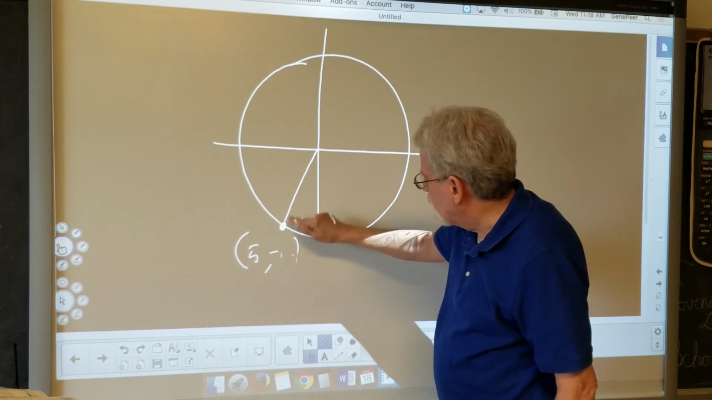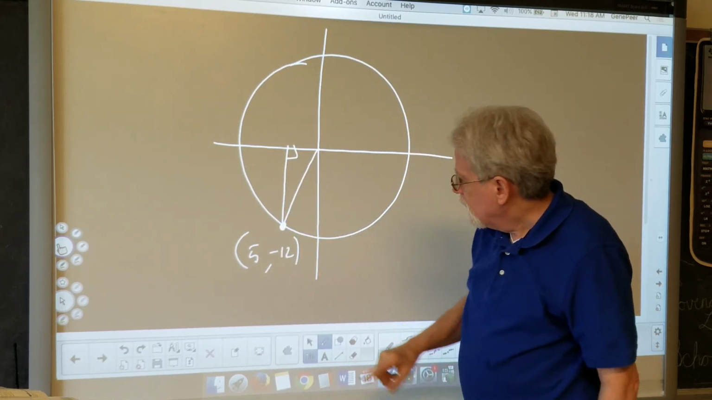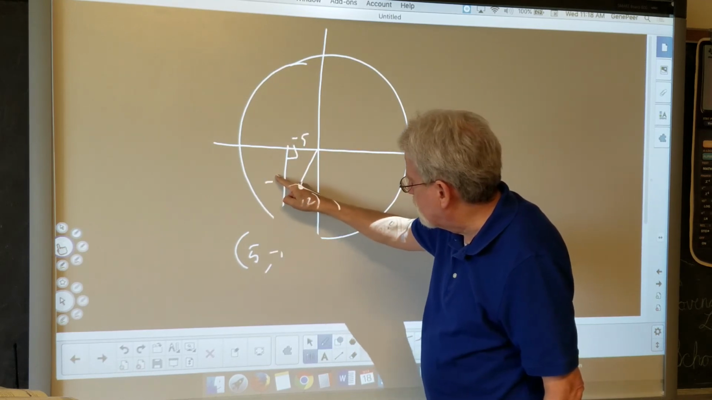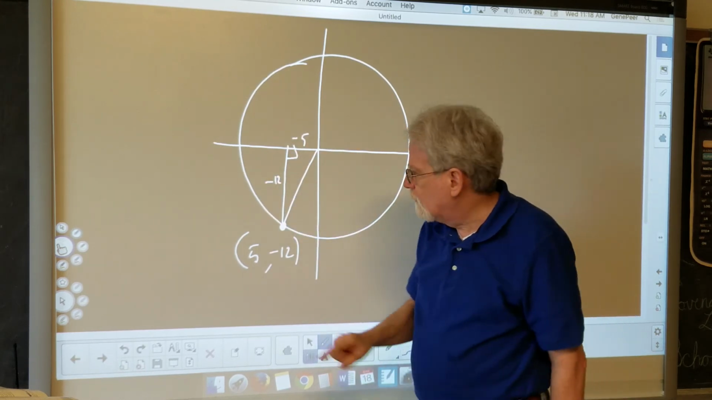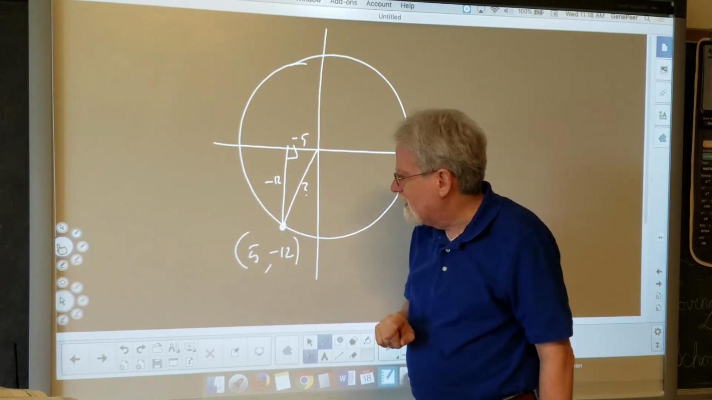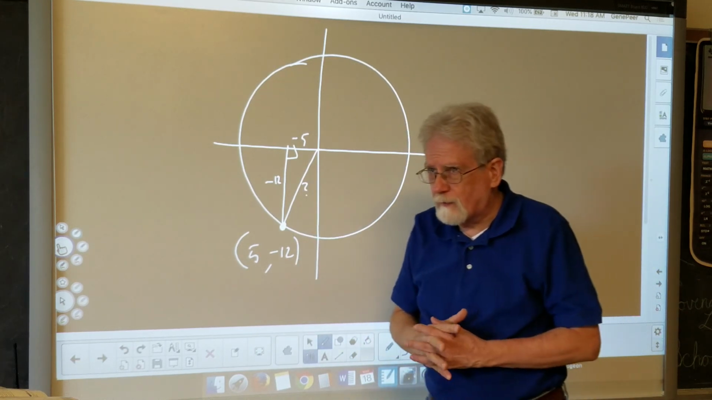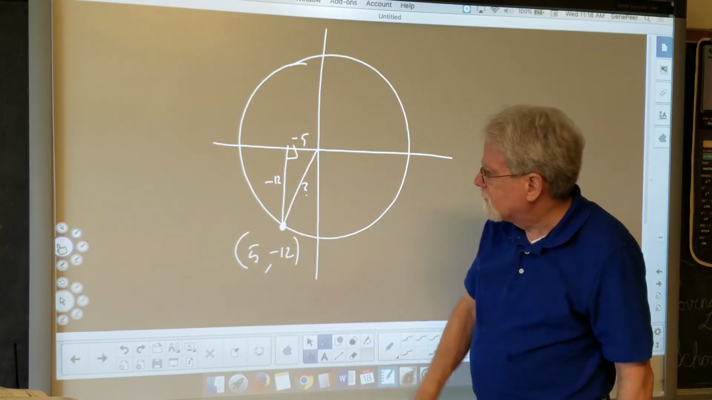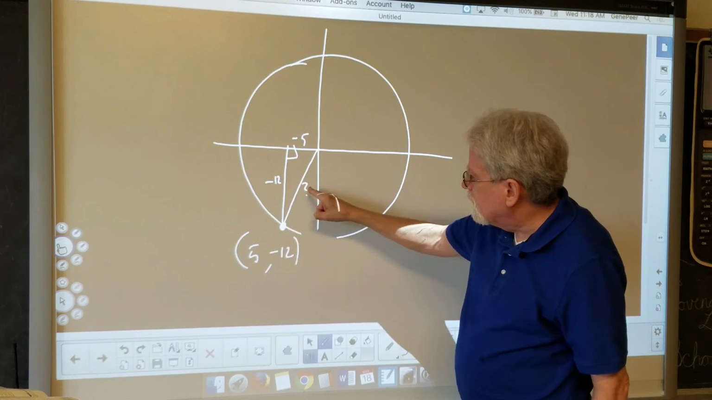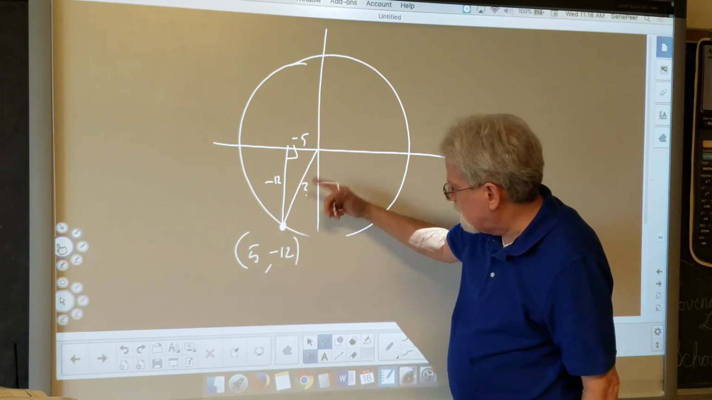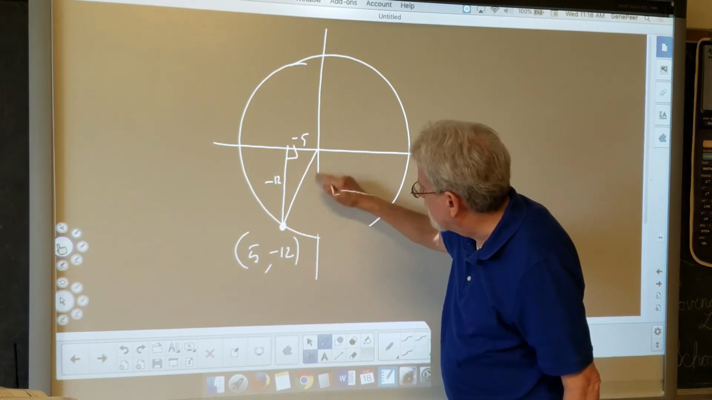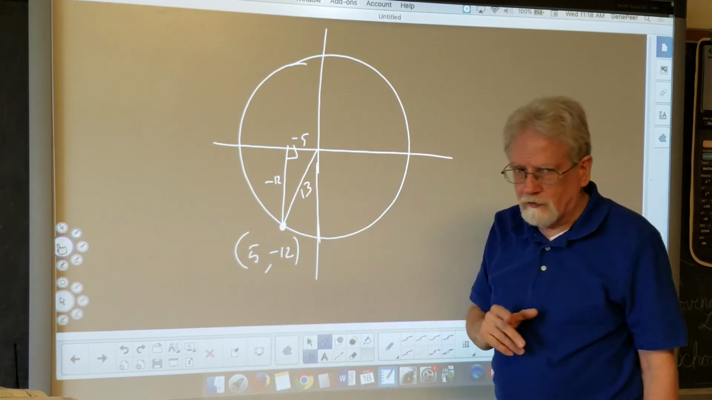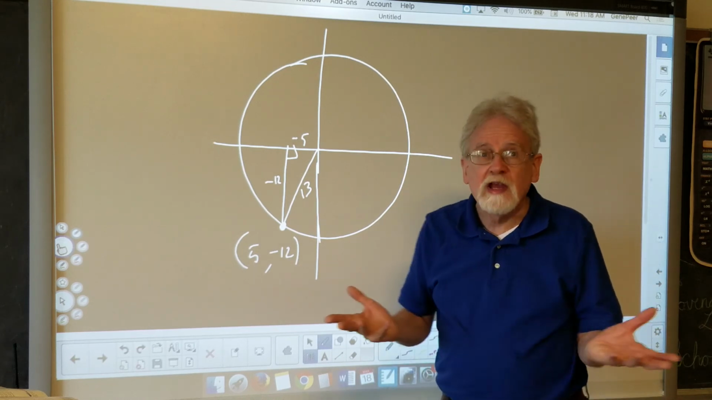We make a right triangle. We know that this is negative 5. We know that this is negative 12. Well, we have to take a few moments to find out what this is. Now, some of you may have memorized from back in your geometry days a special relationship. If you've got a right triangle whose legs are 5 and 12, you know the hypotenuse is going to be 13 automatically. So this is not a unit circle. It's a 13 circle, okay?